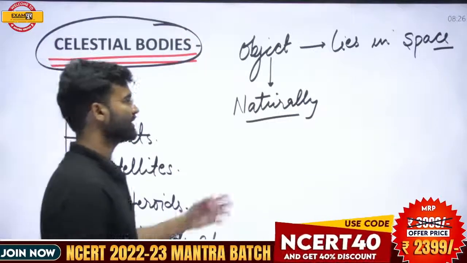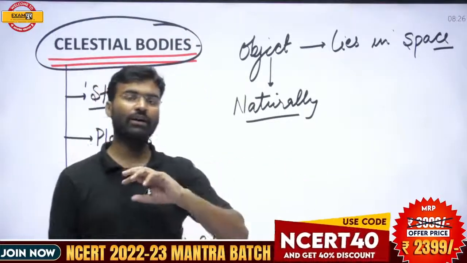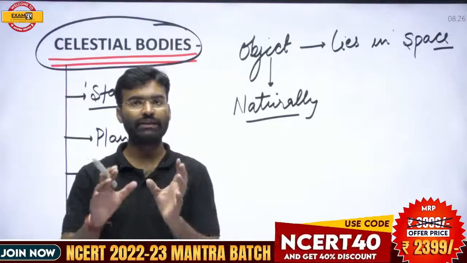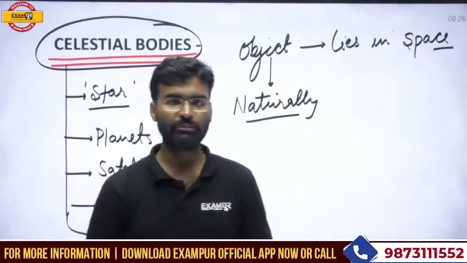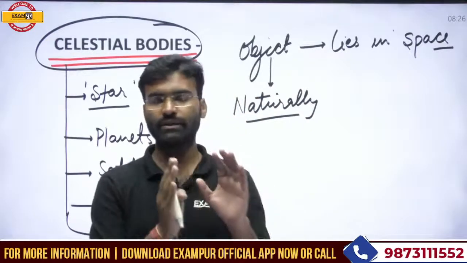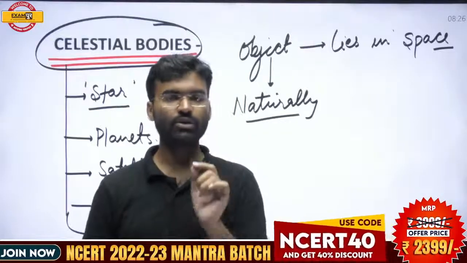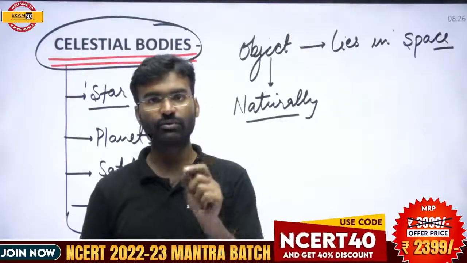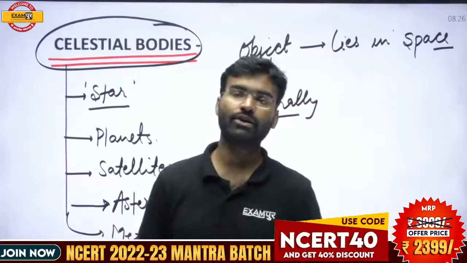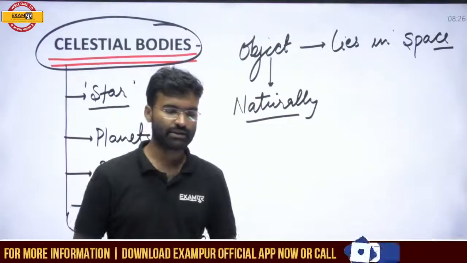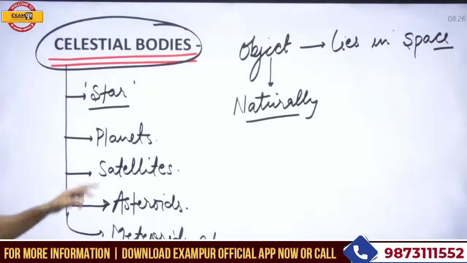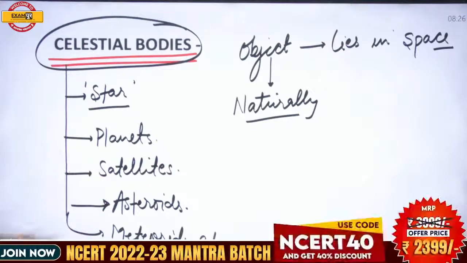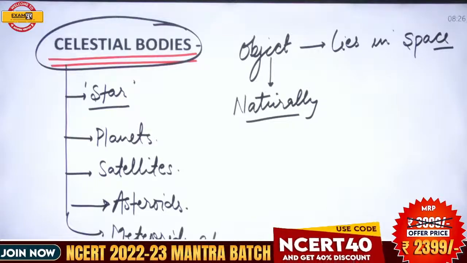If we are installing anything in space, that is not a celestial object or celestial body. If we put any satellite into space, that is not considered a celestial object. For a celestial object, it is essential to be natural. So natural things located in space are called celestial bodies: stars, planets, satellites, asteroids, meteoroids, etc.